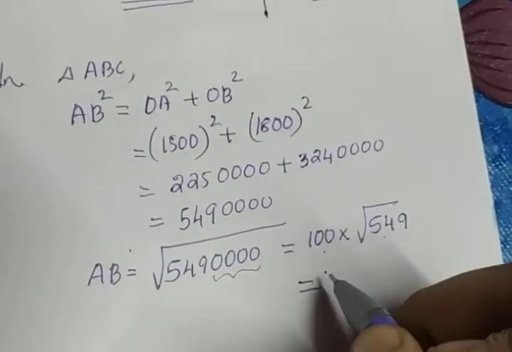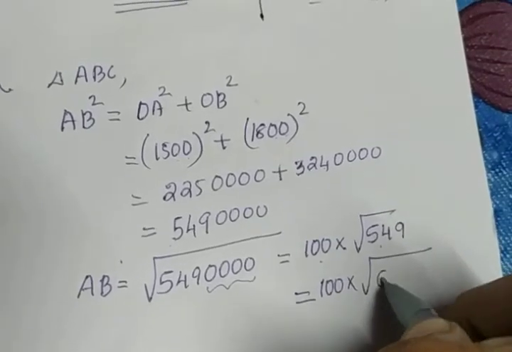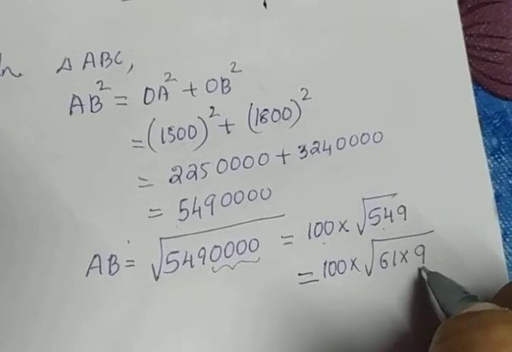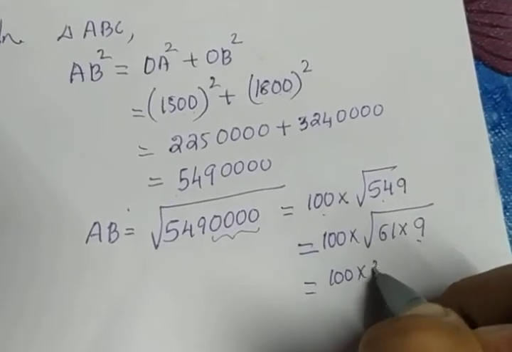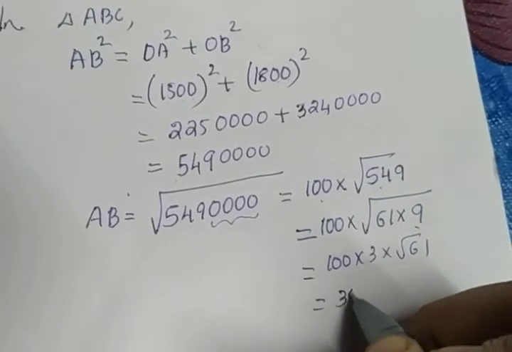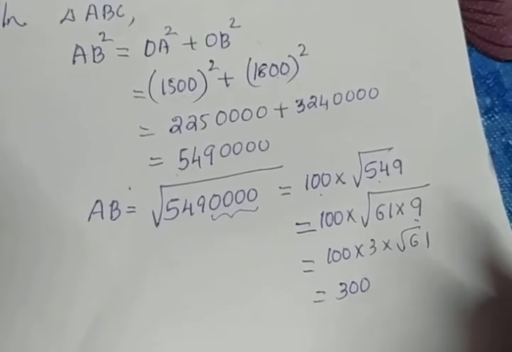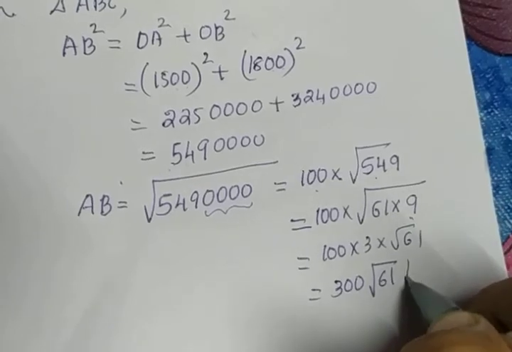Otherwise, 100 into square root of 549 can be written with 549 as 61 into 9. 61 into 9 gives you 549. 9 is a perfect square. Its square root is 3. So 100 into 3 into root of 61. 3 into 100 gives you 300. So the distance between A and B, means the distance between the planes after 1.5 hours, is 300 root 61 kilometer.